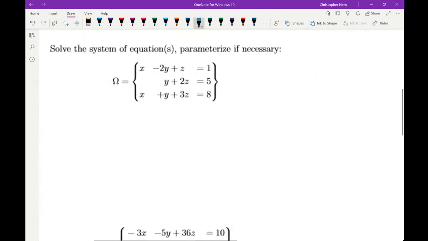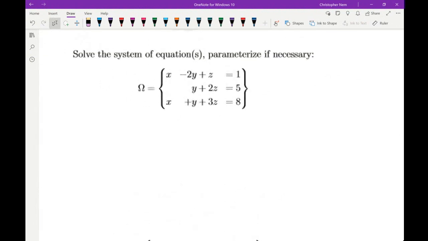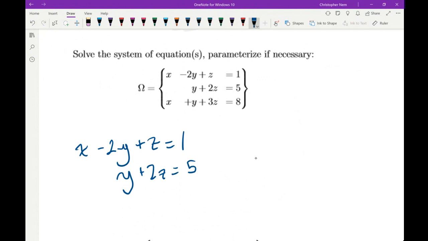So we have these two systems right here, omega and lambda. Let's work with omega first. We want to find the solution to omega. In particular, I can write my system out. Let's just write it out. This is too large. Fix that up. x minus 2y plus z equals 1. y plus 2z equals 5. x plus y plus 3z equals 8.